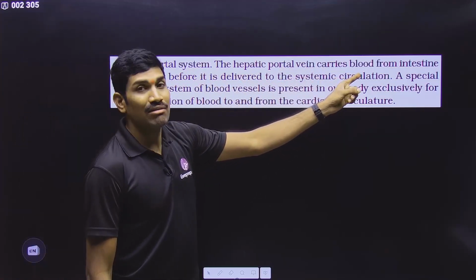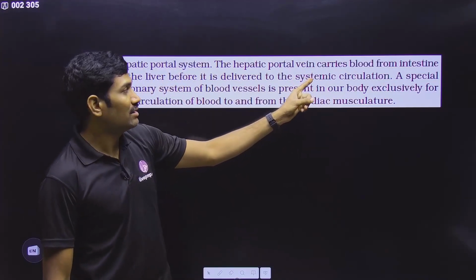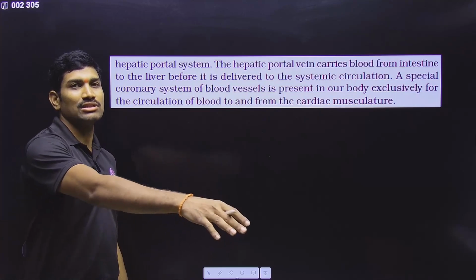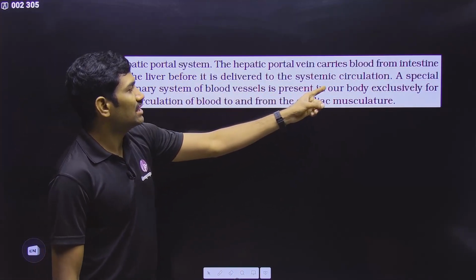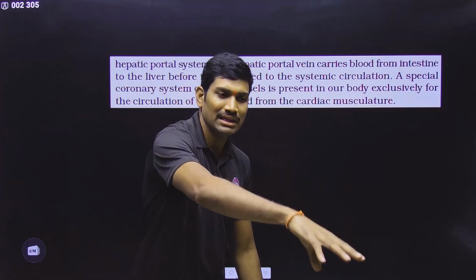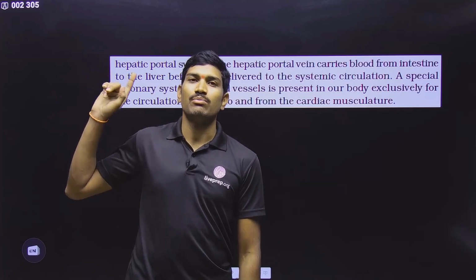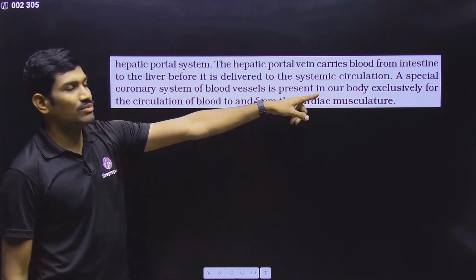The vein carrying blood from these two is called the hepatic portal vein. It carries blood from the intestine to the liver before it is delivered to the systemic circulation. That means from the intestine it carries blood to the liver, and again the liver is connected to the main systemic circulation, so that it goes into the heart. This is what they are saying.